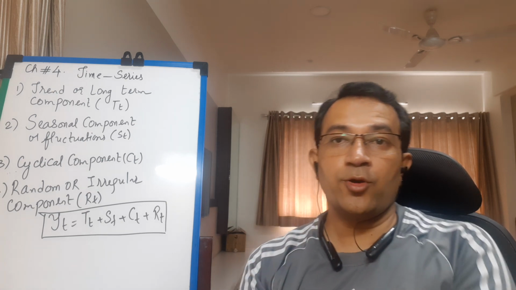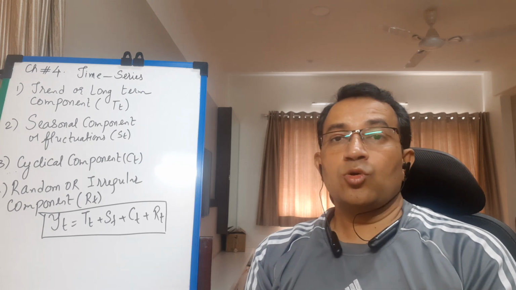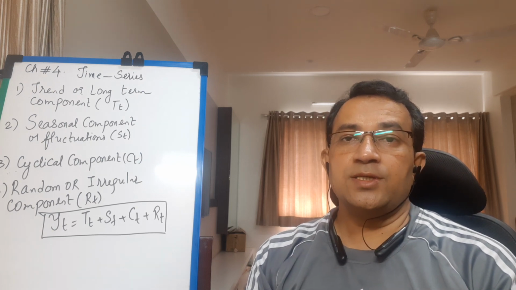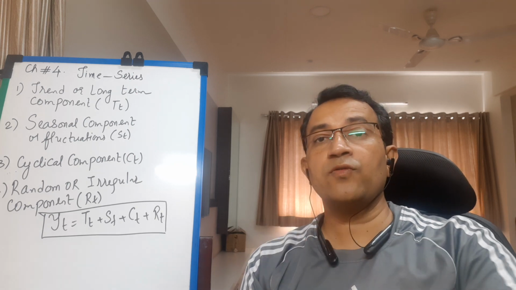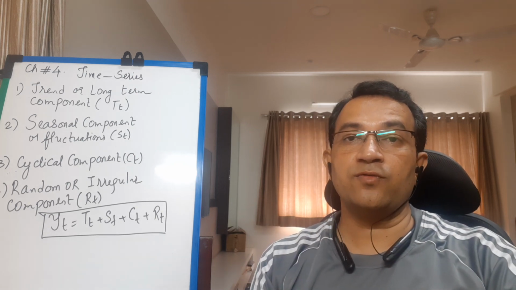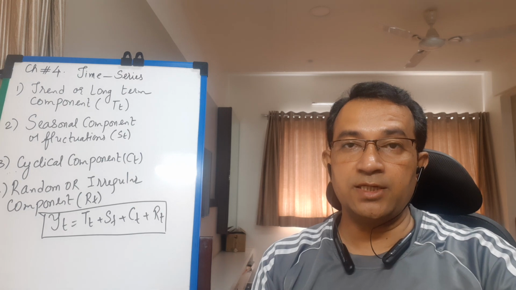Understood, students? Second point of difference: correlation coefficient R is independent of change of origin and scale, whereas regression coefficient B is only independent of change of origin but not scale. That is point number 2.